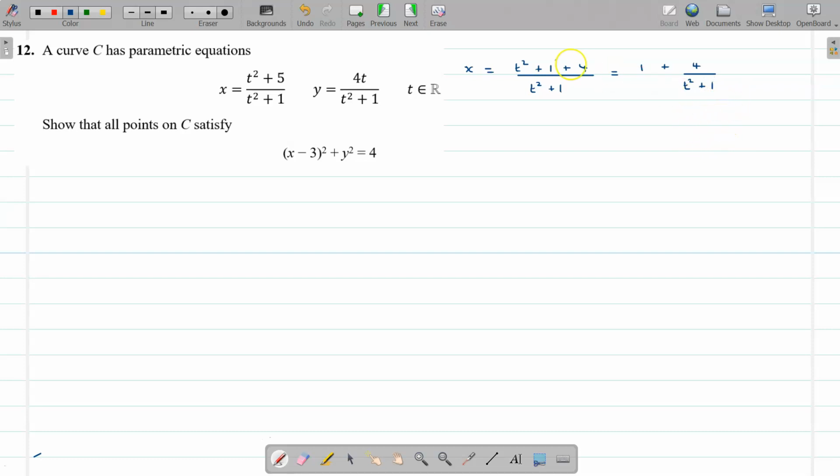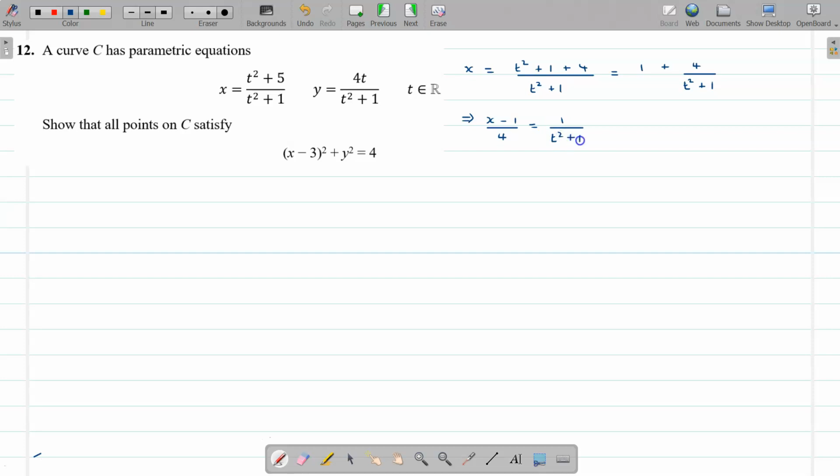And if I can now do something to that, I can take 1 from both sides. So if I do x minus 1, and divide that by 4, taking this down, that leaves me with 1 over t squared plus 1. Okay, and that could be useful because t squared plus 1 appears in the other parameter as well, in the expression for y. So this is the kind of thing that I'm thinking about as I'm going through.